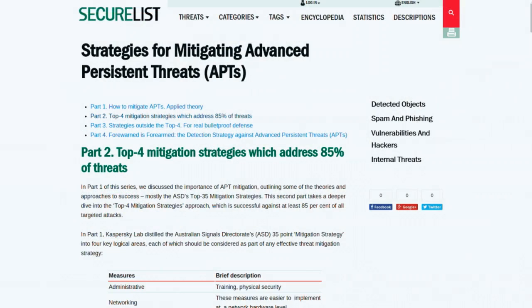Part 1 is how to mitigate advanced persistent threats, the applied theory. Then they have top 4 mitigation strategies that address 85% of threats, and then strategies outside the top 4 for real bulletproof defense, and then finally, forewarned is forearmed, the detection strategy against advanced persistent threats. And they have lots of diagrams and tables and provide a lot of good information. They have done a ton of work here.